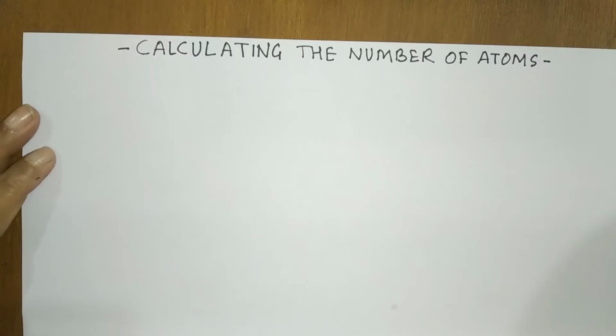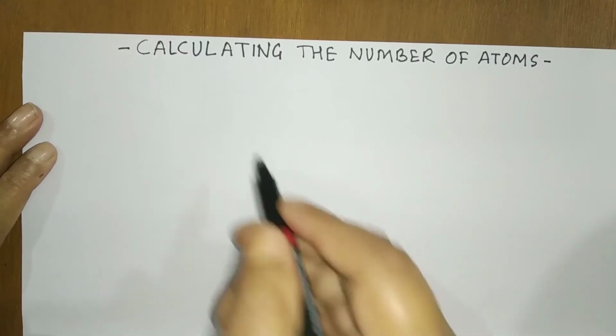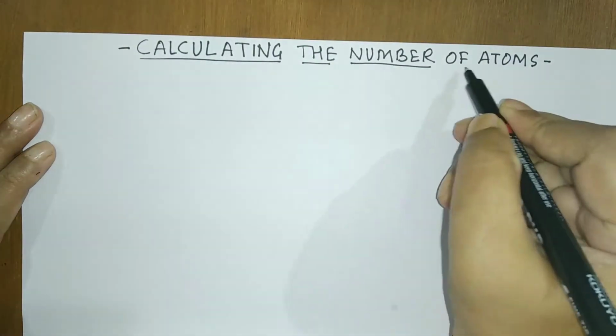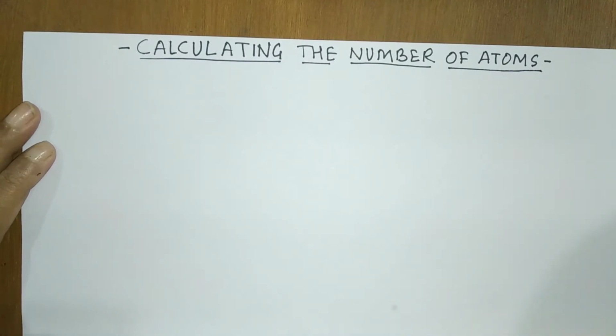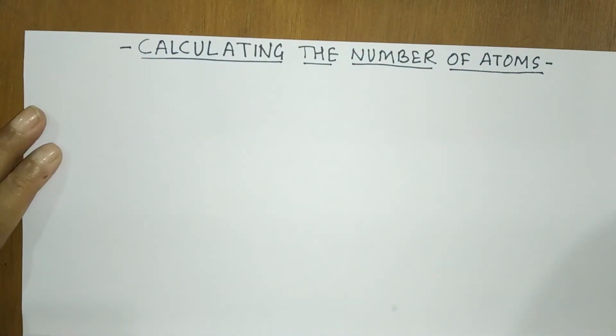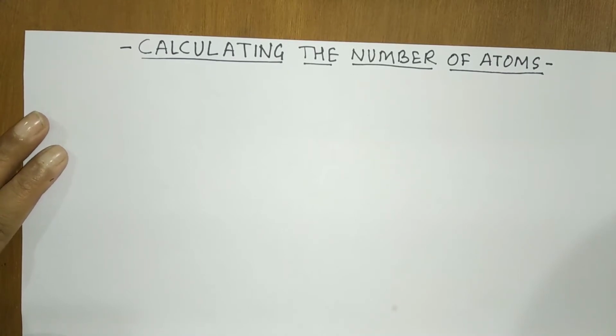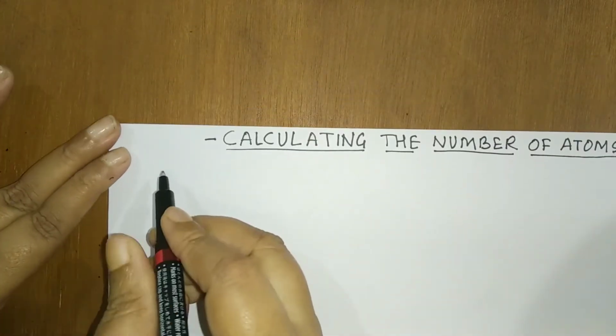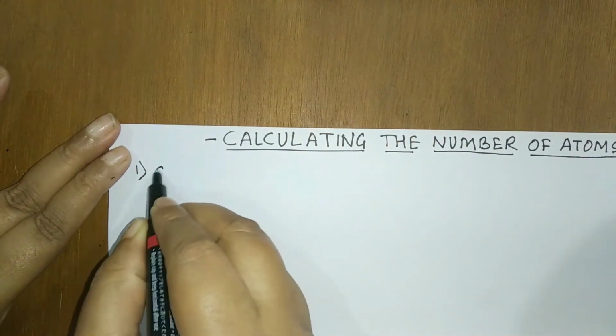Hello students, in this video we are going to see how to calculate the number of atoms in different types of unit cells. We have studied the four types of unit cell, that is simple or primitive unit cell, body centered, face centered and end centered. In all four unit cells we will be calculating the number of atoms one by one.